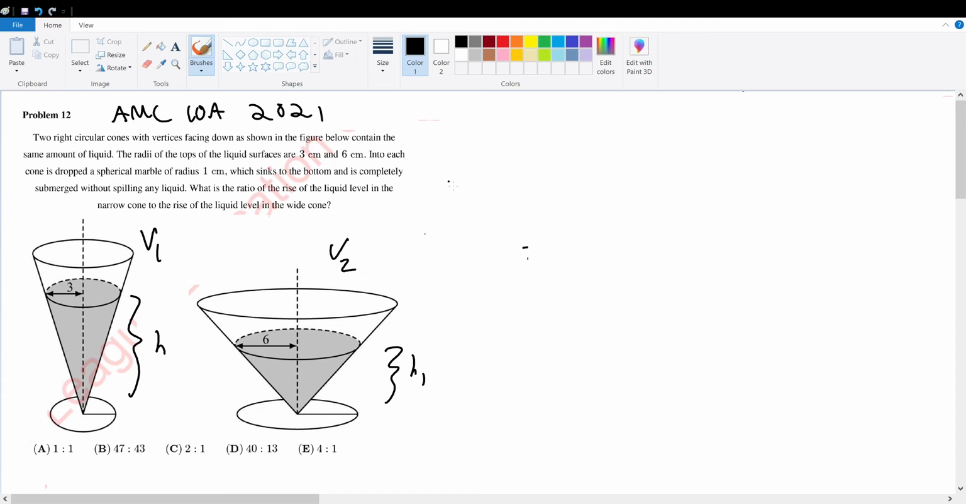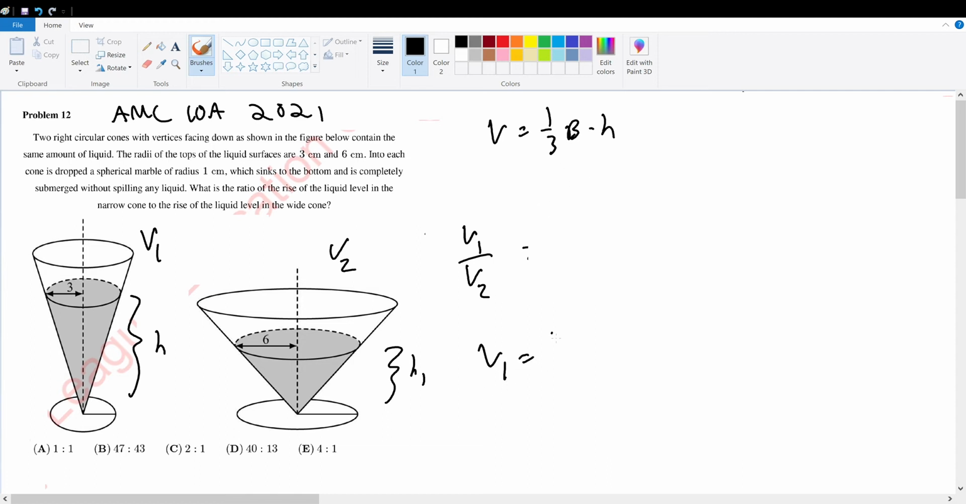So before we even find out anything, we want to find out the proportionality between V1 and V2. Why? Because if we find out the proportionality between the volumes, we can find out the proportionality between everything else, from its side length to its height and so on. So to find the volume of a cone, that would be 1/3 its base times its height. So how do we find the base of V1?